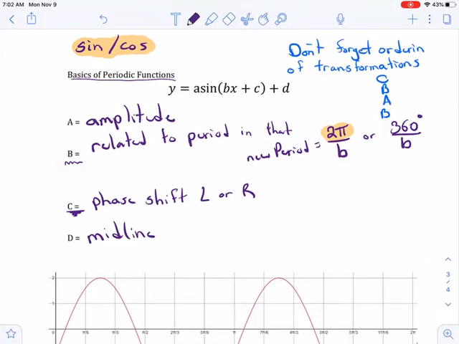Or, if I'm in degrees, sine and cosine normally have a period of 360. But if I'm dividing by 2, which is my new b value, that means that it's going to complete a full rotation in 180 degrees.